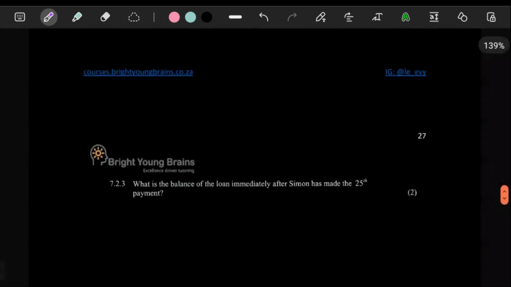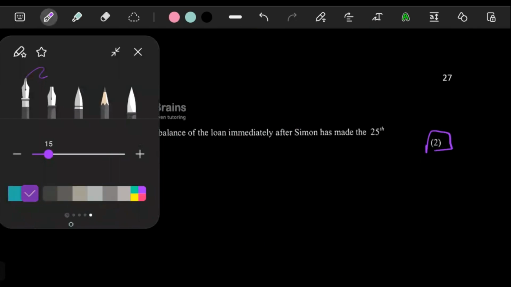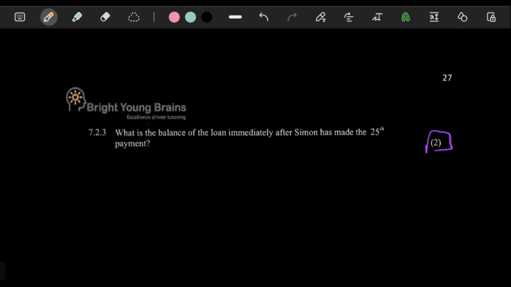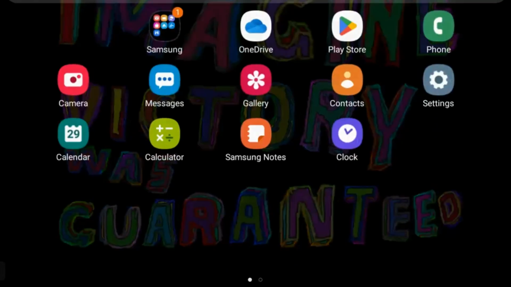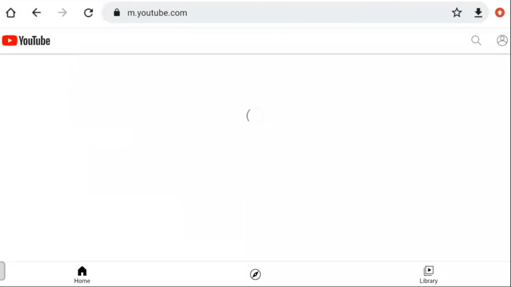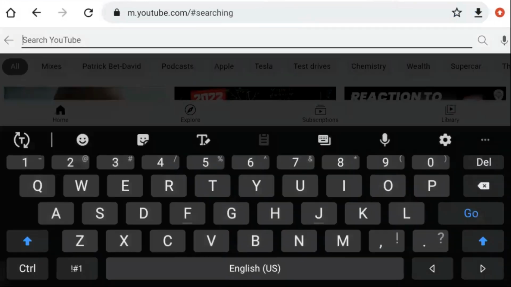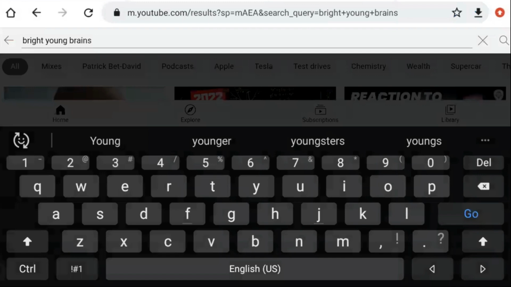26. The next question is out of 2. What is the balance on the loan immediately after Simon has made the 25th payment? So you see, very simple, straightforward marks, because these are the kinds of questions you learn on the online courses, on the playlists, on the YouTube channel. Whichever way you learn, if you're going to use the online courses, that's fine. If you're going to use the online courses together with the playlists on our main channel, then you're good.